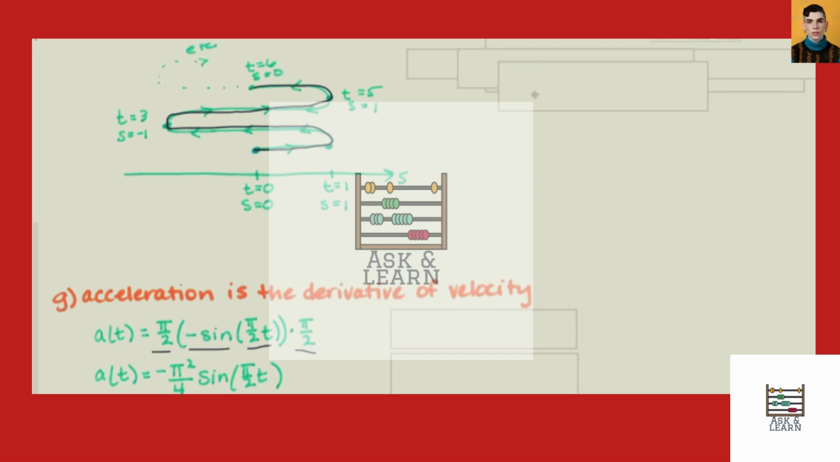Next, we want the acceleration at time 1, so we substitute a 1 in there. And when you're finding the sine of pi over 2 times 1, that will just be the sine of pi over 2, and that is 1. So we have negative pi squared over 4 feet per second squared.